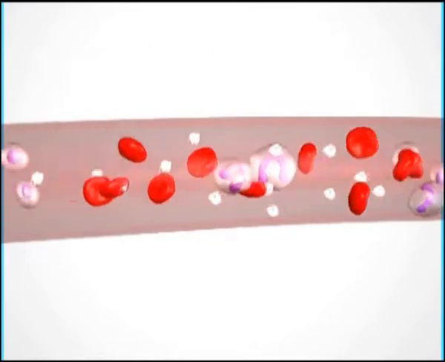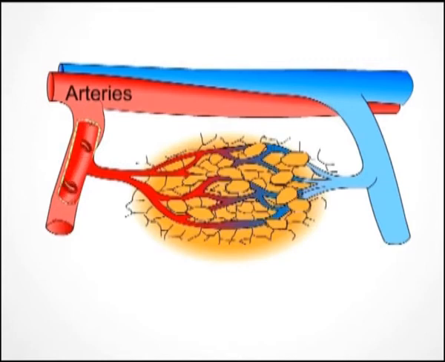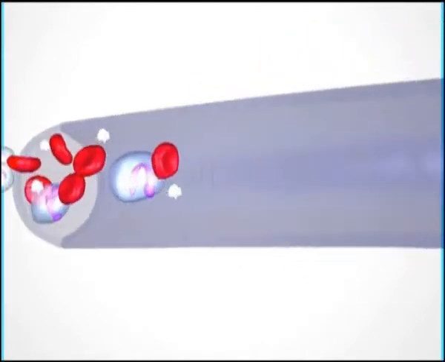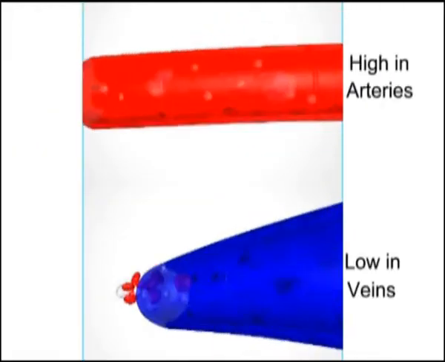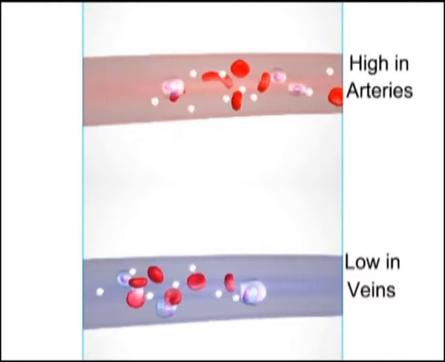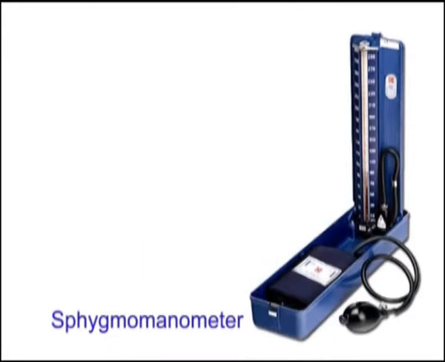The blood pressure is high in arteries as they receive blood from the heart directly. It decreases during its course of circulation and is low in the blood capillaries. The blood pressure is greatly reduced in the veins. Hence, blood pressure is high in arteries and low in veins. Blood pressure is measured by an instrument called a sphygmomanometer.